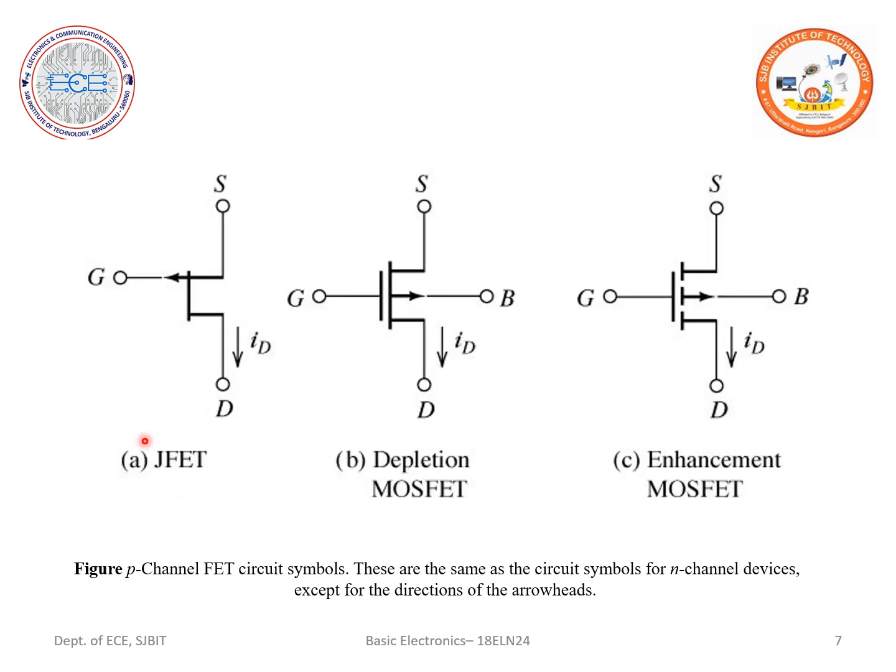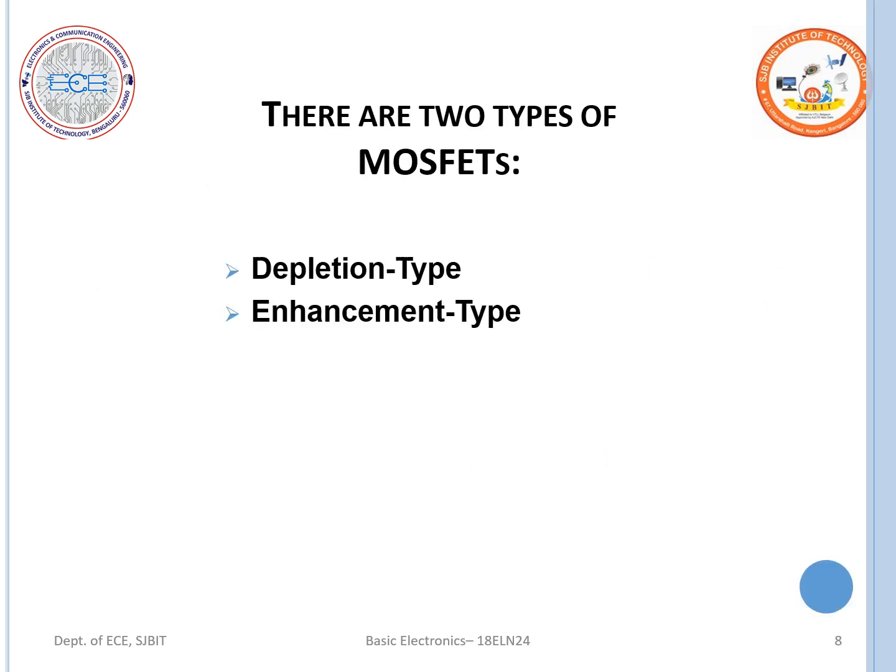So let us look into the logical symbol of the MOSFETs. We have the JFET shown here, and similarly we have two kinds of MOSFETs. One is depletion mode MOSFET and the other one is enhancement mode. So this is the symbol for the depletion mode MOSFET, and the logical symbol for enhancement mode MOSFET is as shown, right? So let us look into the different kinds of MOSFET, depletion and enhancement type.